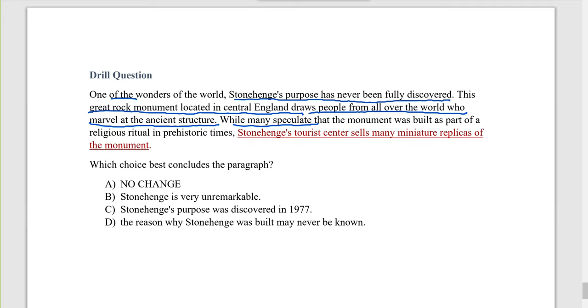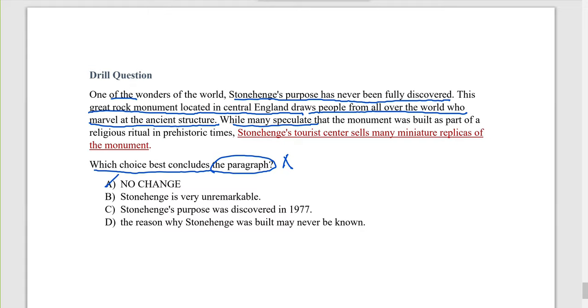What do you think, shabab? I'm asking you. Ziad said D. Do you agree with him? The question is, which choice best concludes the paragraph? Do you think Stonehenge's tourist center sells many miniature replicas of the monument? Of course, A is wrong, not relevant to the main point of the paragraph. So A is wrong.